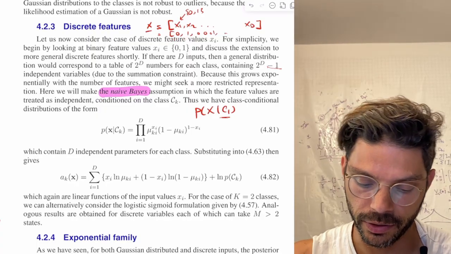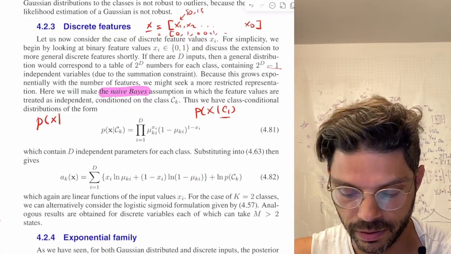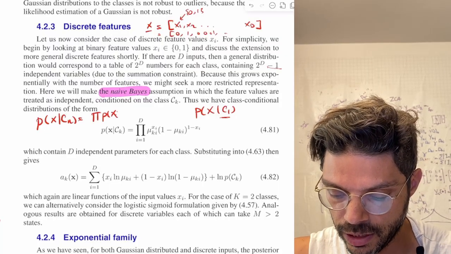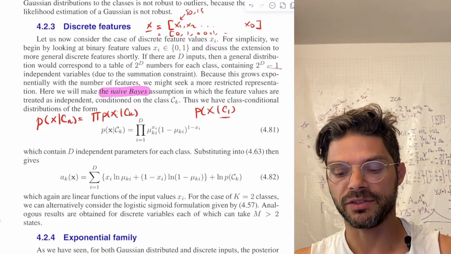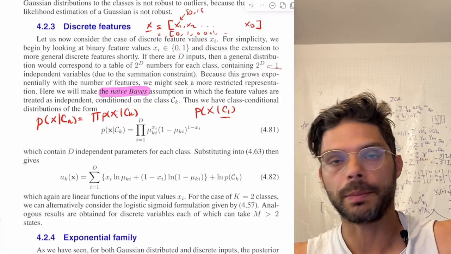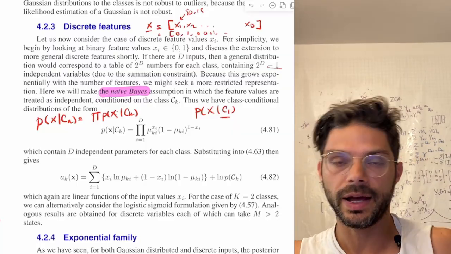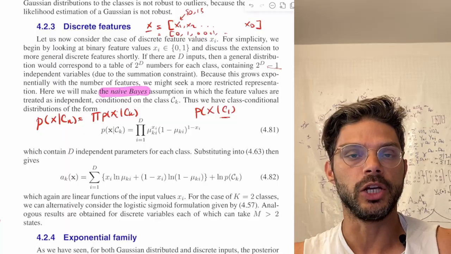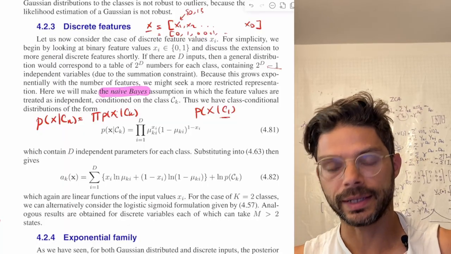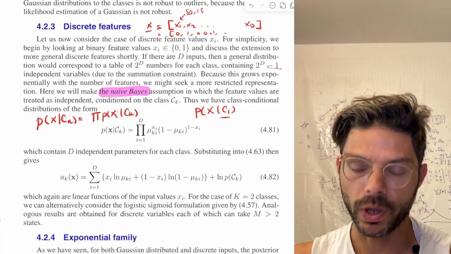So the naive Bayes assumption says that the probability of x given whatever class is going to equal the probability of each of the elements from that class. So we're not going to look at whether pairs of them are coactive or not. That's not going to matter. All that matters is what the class is, and that's going to determine the probability of each of the elements of that vector.